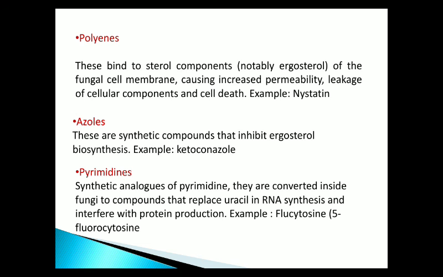And the third one is pyrimidine, synthetic analogs of pyrimidine. They are converted inside the fungi to a compound that replaces uracil in RNA biosynthesis and interferes with protein production. See, this drug interferes with RNA synthesis, and eventually it will hamper the protein production of fungi. Example is flucytosine, 5-fluorocytosine is the chemical name.